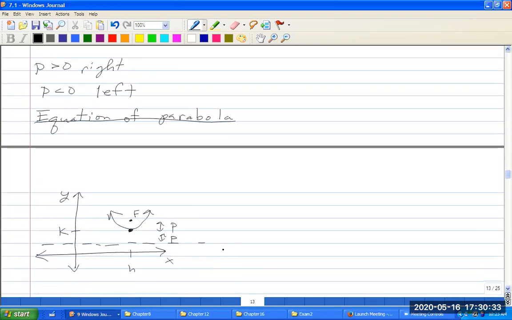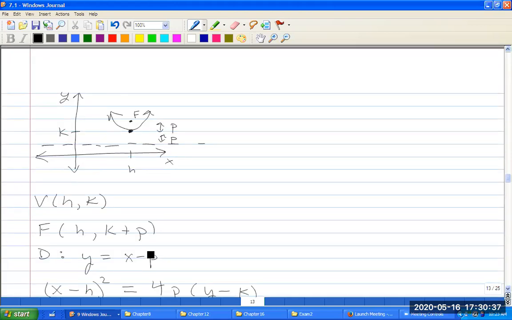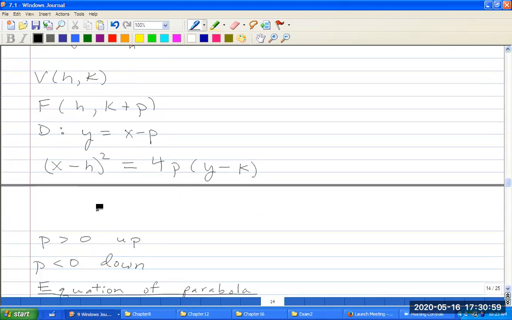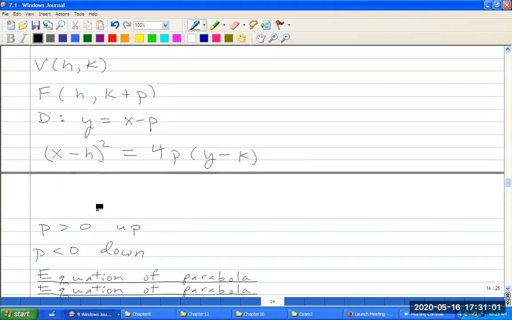Similarly, we can translate. And so, if the vertex is at (h, k), the focus is at (h, k plus p), and the directrix is y equals k minus p, then the equation of my parabola is x minus h quantity squared equals 4p times y minus k.